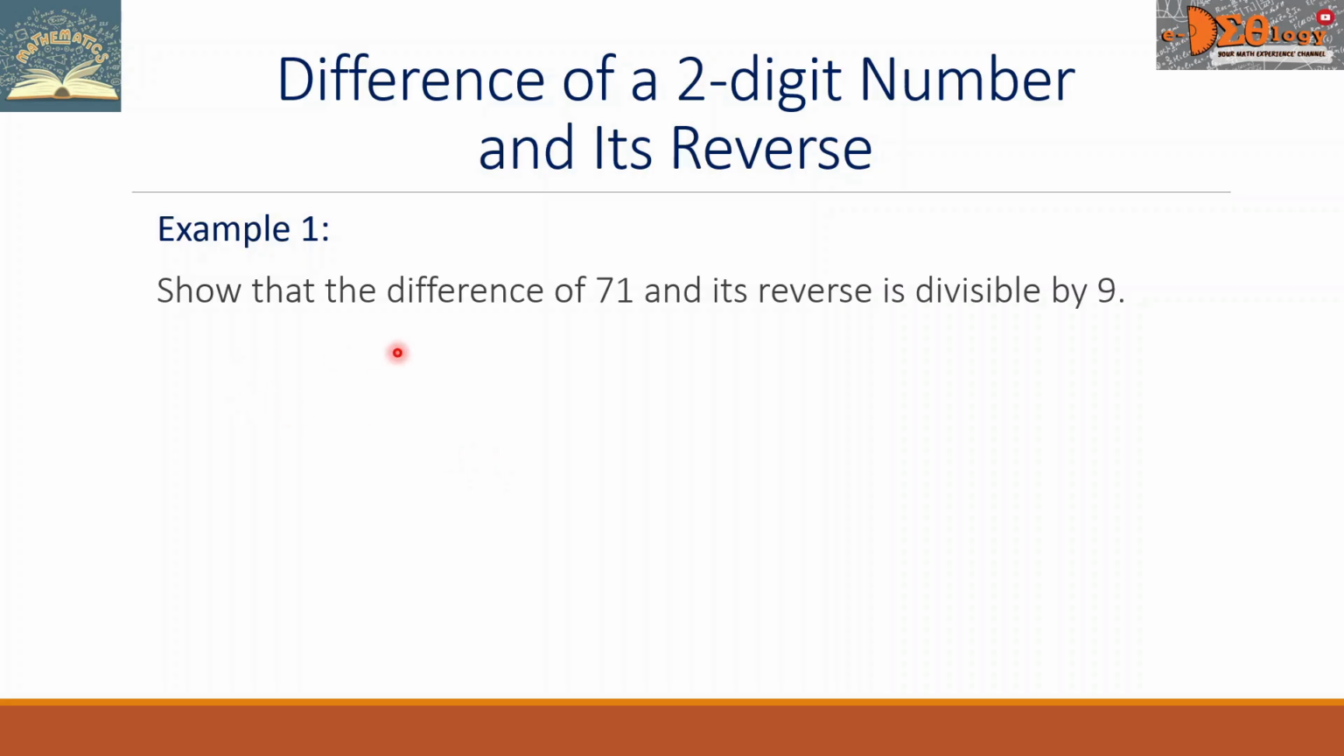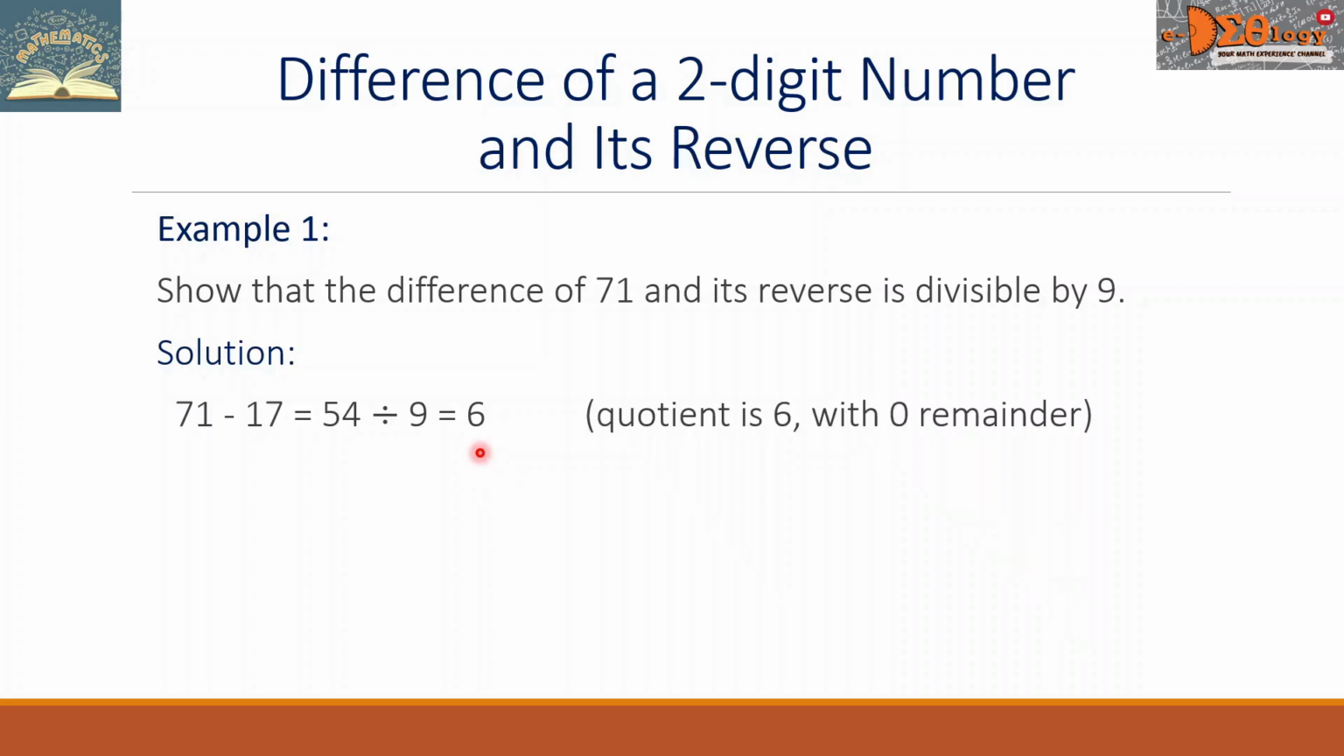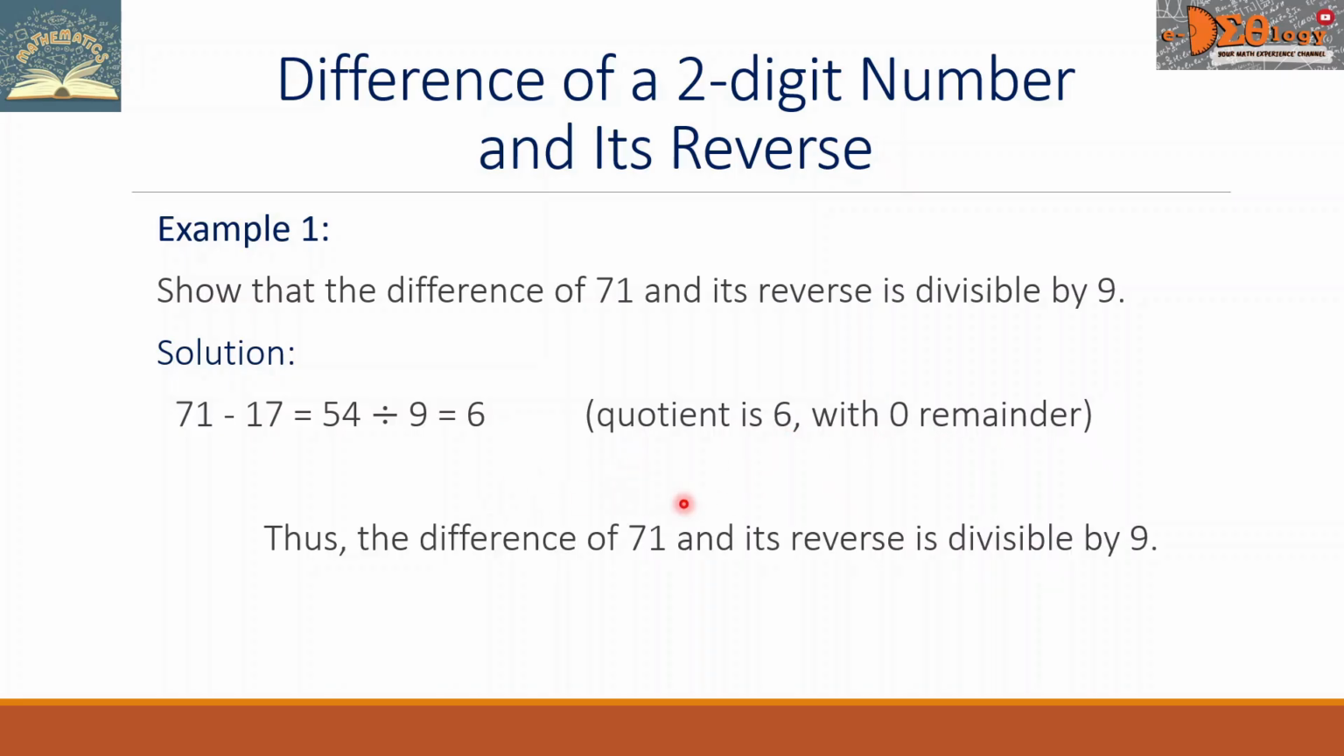Example 1. Show that the difference of 71 and its reverse is divisible by 9. So we have 71 minus the reverse, which is 17. Now the difference is 54. When we divide this by 9, the quotient is 6. Note that the quotient is 6, a whole number with 0 remainder. Thus, the difference of 71 and its reverse is divisible by 9.